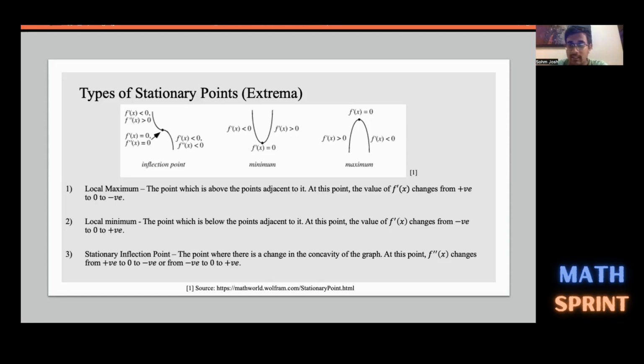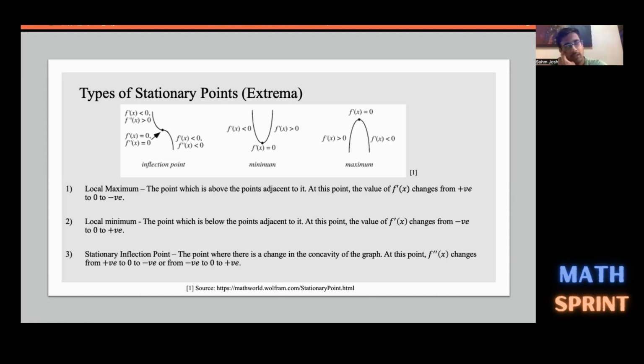The second one is the local minimum. The local minimum is a turning point where the graph's gradient changes from negative to positive. As a result, the local minimum is often less than the points adjacent to it. Using the same logic I mentioned earlier, at the local minimum, you can figure out that the graph is concave up only. Since the points adjacent to the local minimum are greater than the local minimum, it'll logically be concave up like this.